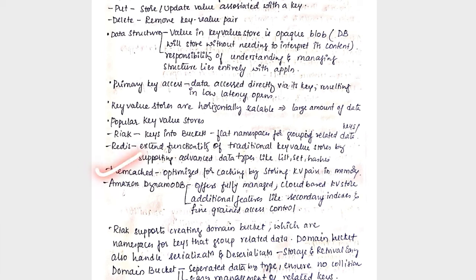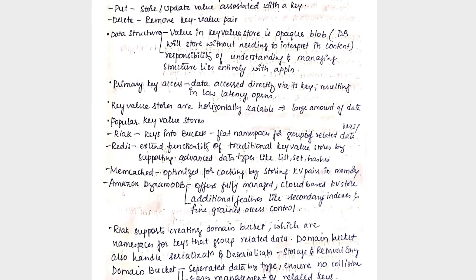Next we have Memcached. It is optimized for caching by storing the key value pairs in memory. If you are storing the key value pairs in memory, it becomes very easy to access them. Next we have Amazon DynamoDB, which offers a fully managed cloud-based key value store with additional features like secondary indexes and fine-grained access control. So if they ask about popular key value databases, you can mention these four.